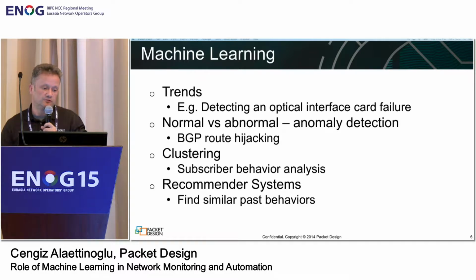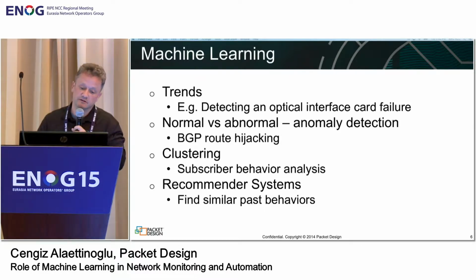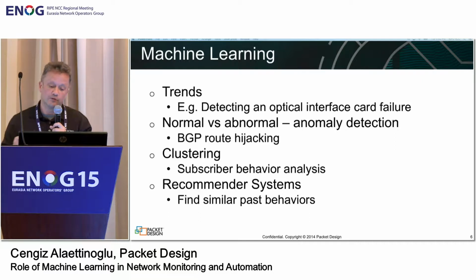But what can we do with neural networks? Trend detection, I mentioned that. For example, optical cards may be failing, and you may detect that before it actually fails and take some corrective action. Normal versus abnormal is a very good application. Clustering: you can have lots of customers with certain behavior, and you can put them into different groups and manage them differently. For example, you can identify customers who may be willing to leave you for your competition.